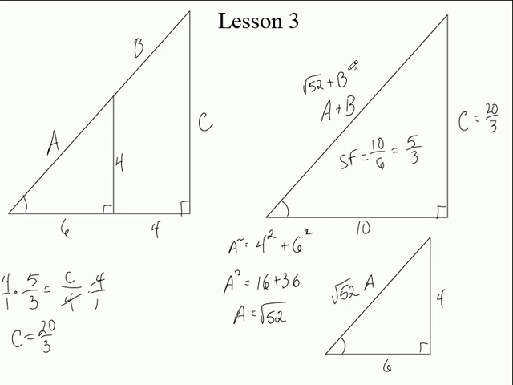Look, we compared 5 to 3 or 10 to 6. We compared this side to this side. So what is the length of this side? Square root of 52 plus B. What's the length of this side? It's just the square root of 52. Do you see that?